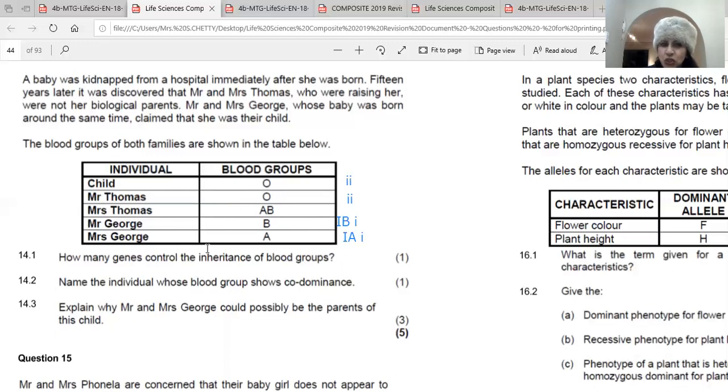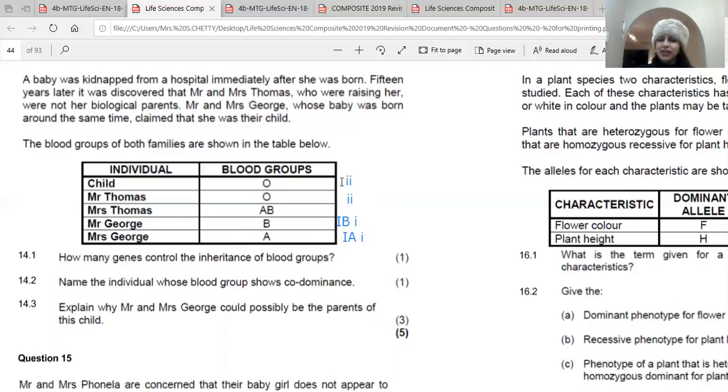Why could Mr. and Mrs. George be the parents? Always when you're looking at questions like these, my darling, make sure that you put the heterozygous form to get out the greatest variety of genotype. So could Mr. and Mrs. George be the parents? Yes, because Mr. George has got an i to give, a recessive allele i, and Mrs. George has got a recessive allele i to give. So therefore, Mr. and Mrs. George could possibly be the parents. Notice I didn't say they are the parents. They could possibly be the parents.